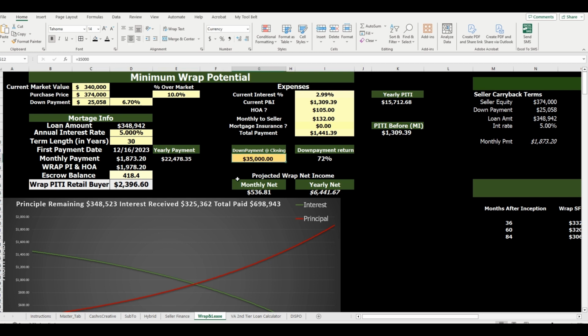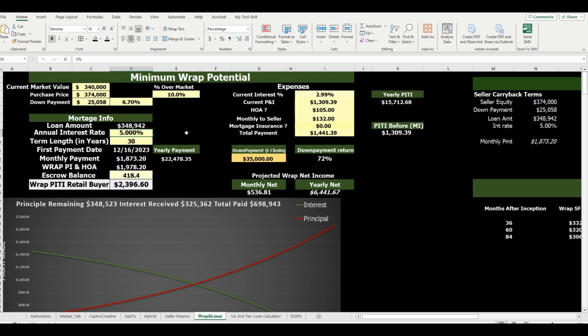Now, if we're coming to closing with $35,000, which happens to be the exact amount, ironically, that I am coming to closing with, I am getting 72% of my down payment back to me. I'm going to request $25,000, and of that $25,000, I am getting 72% of it back because I came to closing with $35,000. Now, at a 5% interest rate, this is pretty reasonable.